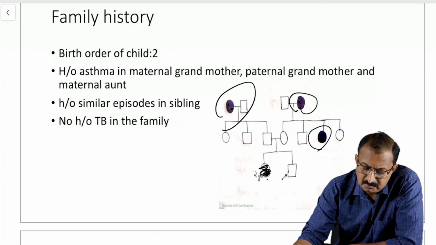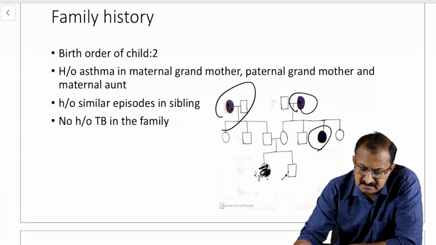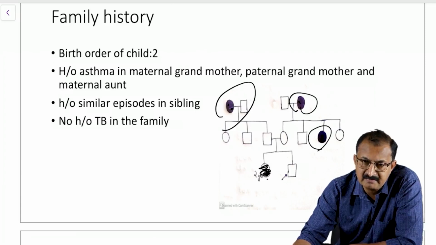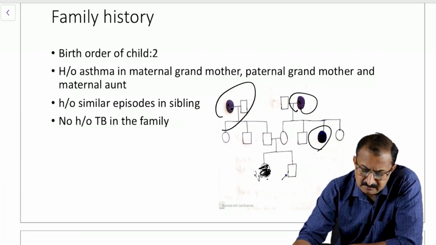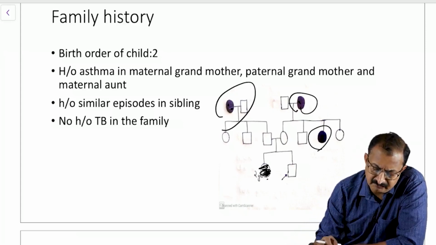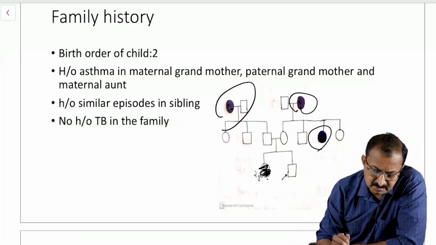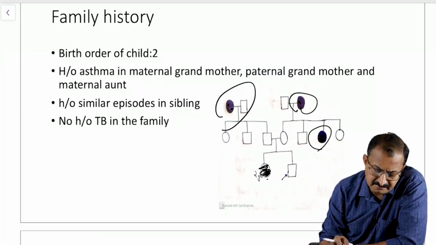So all conditions where many members in a family are affected, you need not shade. Asthma is having a genetic component, so there is no harm in shading for that condition. There is no history of tuberculosis in the family.